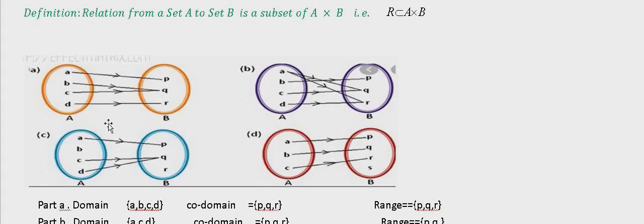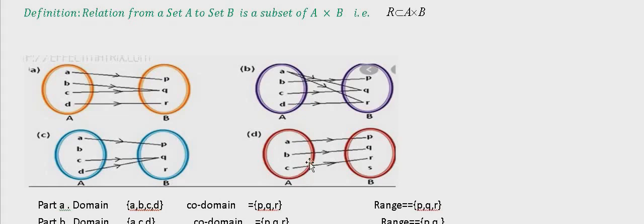P, Q. See again, domain means all the left elements, means first set, which are taking part. Domain means A, C, D. B is not in the domain because it is not mapped, means it has no image here. Codomain means all the right elements in the second set, P, Q, R. And the range means the image of these elements, right? So what is the range? P, Q. In this figure, what is the domain?